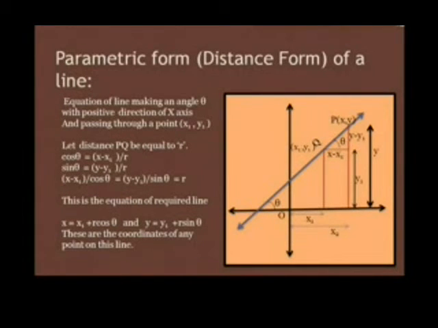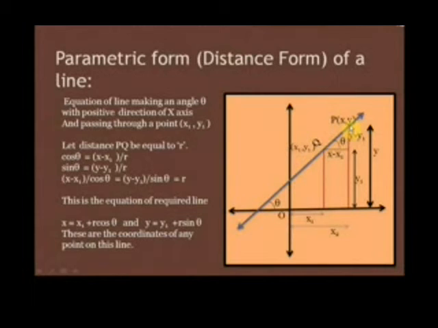Now students, we are going to study a very important form of line, that is the parametric form. It is also sometimes called the distance form of a line. Let us say we have this line and it makes an angle of theta with a positive direction of x-axis. It is also given that it passes through a point x1, y1.